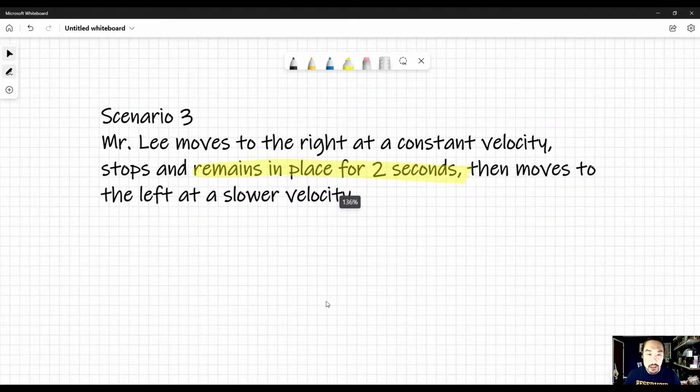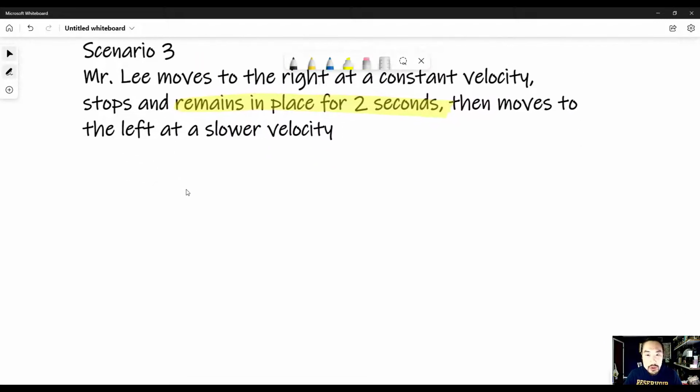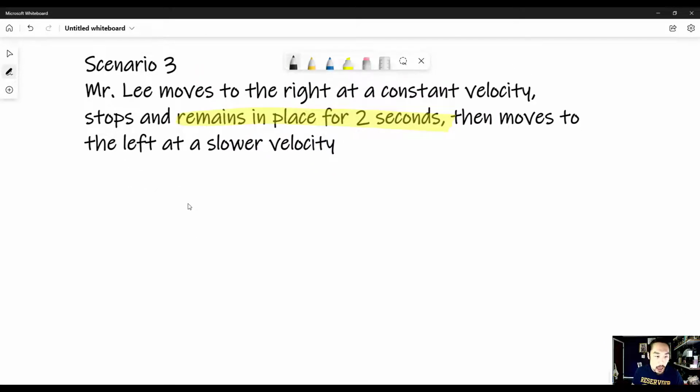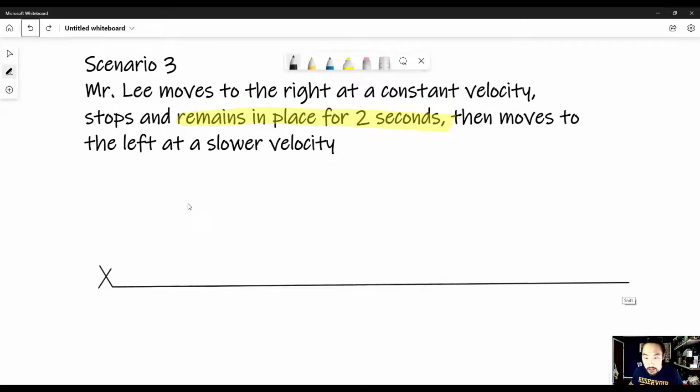All right, let's begin. So the first thing that I want to do is create a position line, like so. And you'll notice that a highlight remains in place for 2 seconds because that's something new that we haven't seen. All right, so here's my position line. What I'm going to do is say right here, this is the 0 meter mark, and we'll say that anything to the right is positive, and you'll see why in a little bit when we get to the graphing portion of this video.